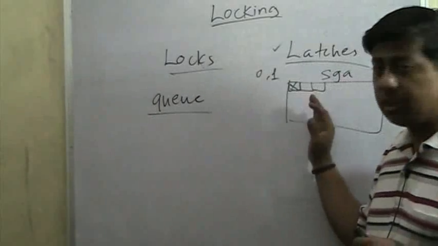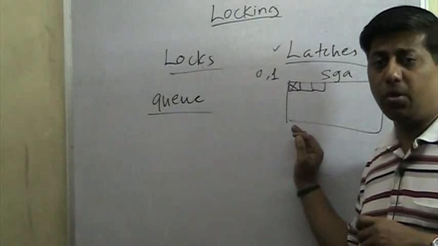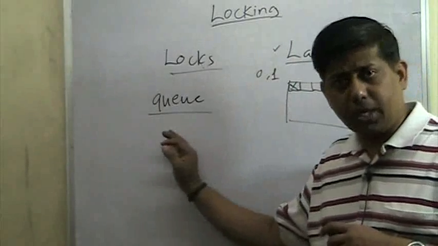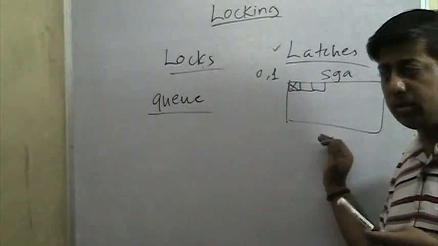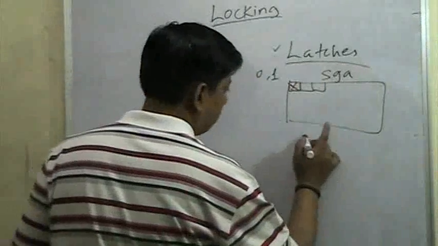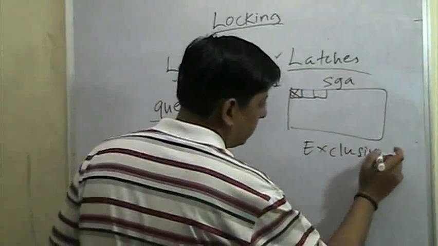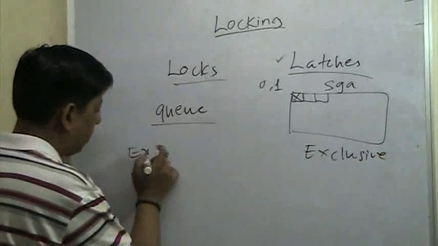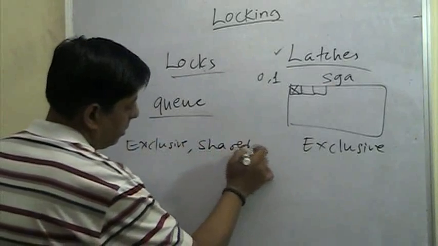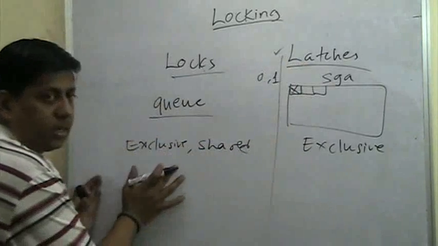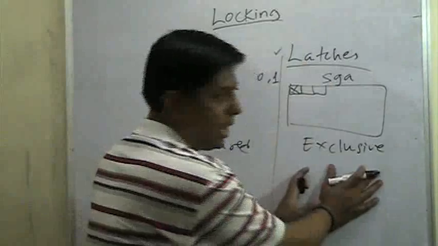So latches are always in an exclusive mode, always. Locks can be in shared and exclusive mode. So that is one difference there. Always exclusive, and this can be exclusive or shared. This is for objects and rows and everything. This is for the memory area.